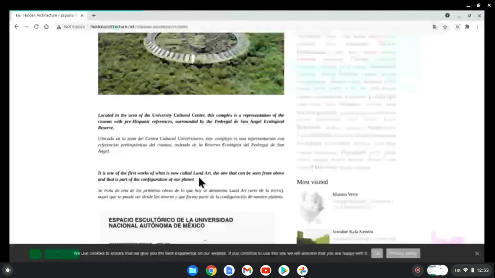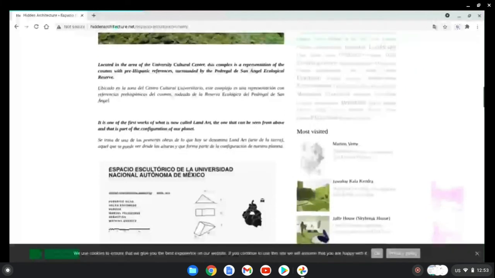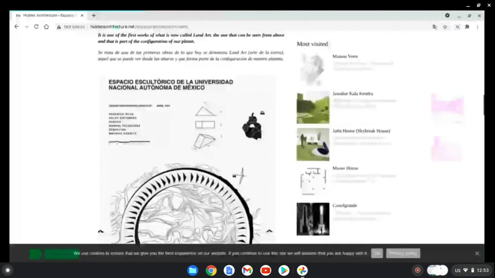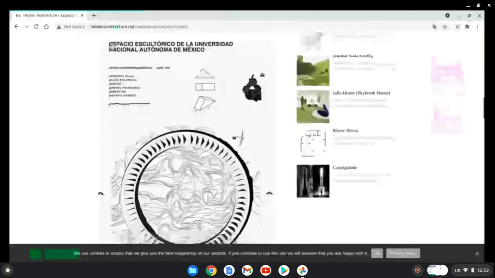Everything they say is so misleading, because what about the Nazca lines? That was a long time ago. How about earthworks in North America? Heck, star ports, you name it. This is not even close to being the first, but anyway, let's keep going. Okay. Now we get to look at it. It's one of the first works, land art.